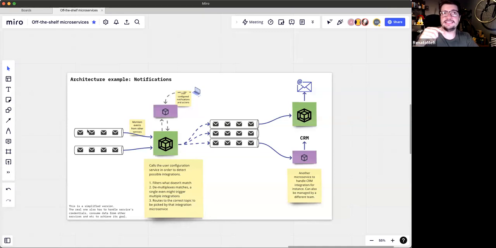Hey, I want to then send an email to this person, or I want to update my CRM, or I want to make a webhook call to whatever random HTTP endpoint. So we also introduced not just the filtering, but also the multiplexing of those messages and routing as well.